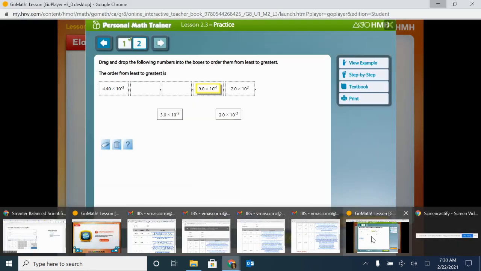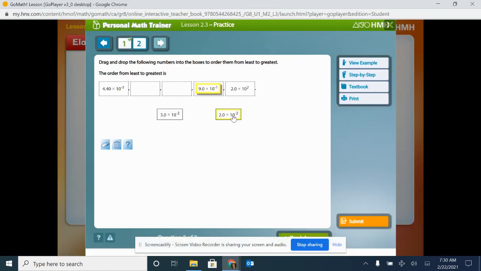So you can always check, but you have to think now. This one was smaller and this one was bigger. I looked at the exponents, and they were the same. So then I looked at the base to see which one was smaller and which was bigger. 2.0 was smaller, 3.0 was bigger. So then that's how it should be. Let me see, did I get it right?